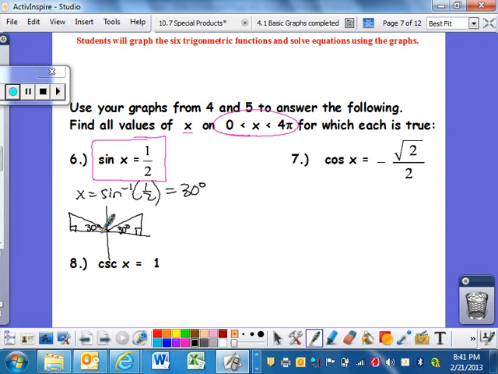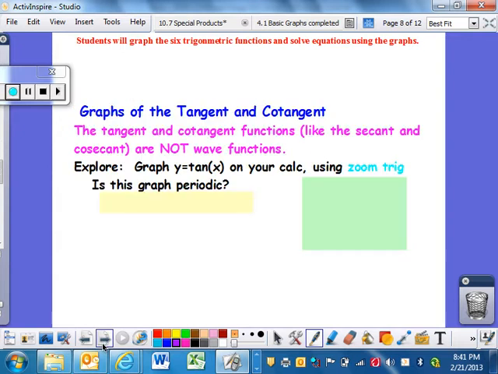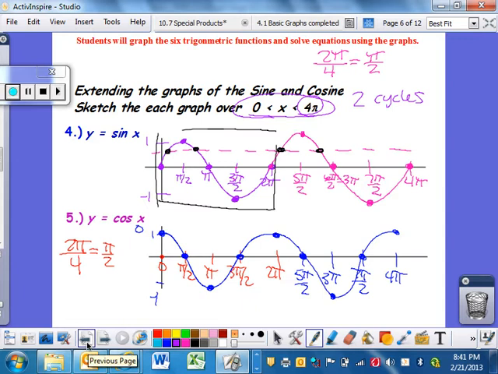So my 2 answers would be 30 degrees and 150 degrees. The problem is, we want radians, so my 2 answers technically would be pi over 6, and I'm pi over 6 shy of pi, so that'd be 5 pi over 6. Now all of us are like, yeah, that's pretty easy. Not bad, right? Well, I lied, we also have 2 more.